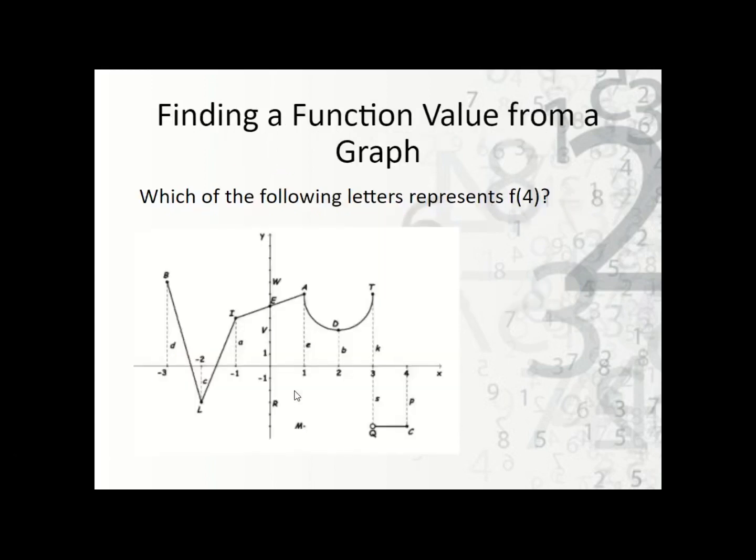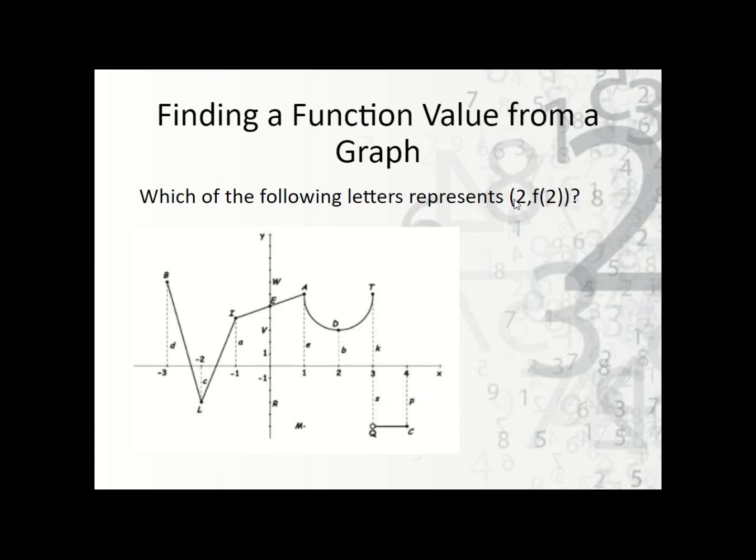Finding a function value from a graph. Which of the following letters represents f(4)? I'm going to go to where x is 4, which is here. Notice f(4) is represented by this dotted line, P. So we would say that P represents f(4). Now if it asks for the actual solution, then that would be C. But P is our answer in this one.